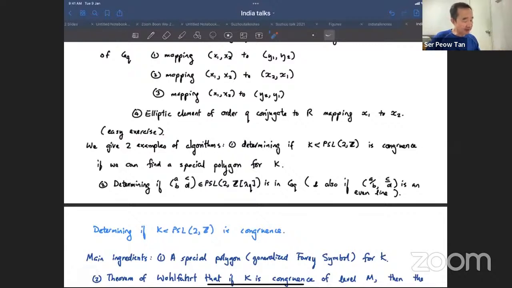Okay, so let me give two examples of algorithms. This was something we did in one of our papers. You can determine whether some subgroup of the modular group is congruent or not. The second algorithm I'll talk about is you can determine whether something A, B, C, D, which is in PSL2 Z lambda Q, is in GQ or not.